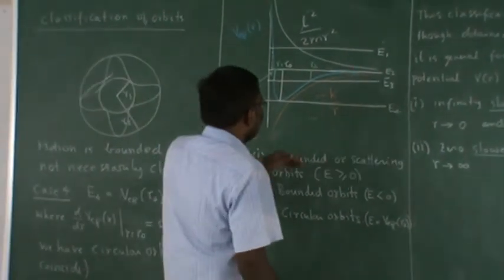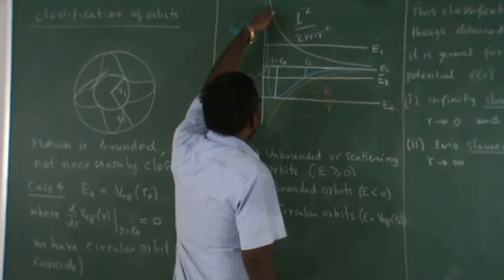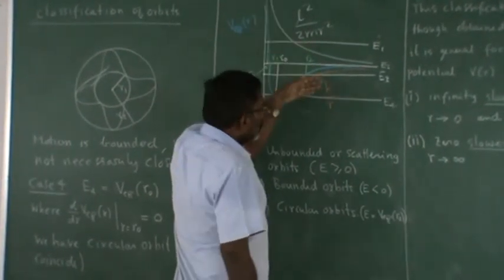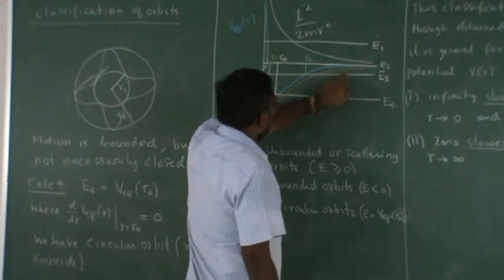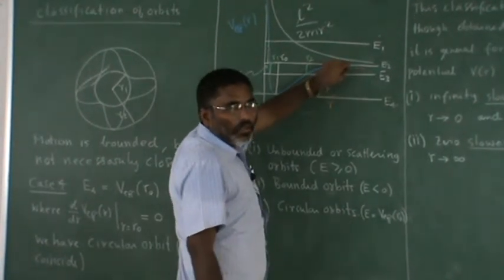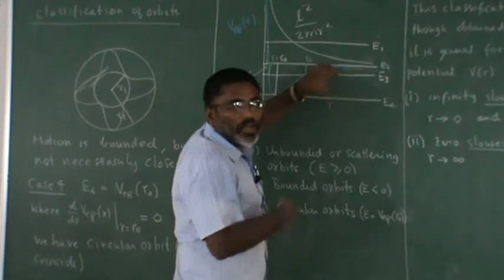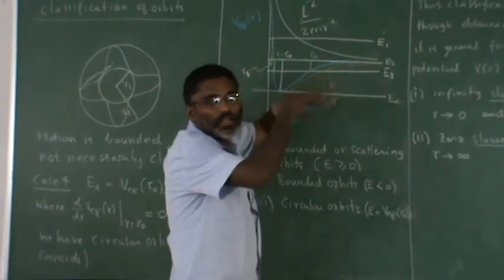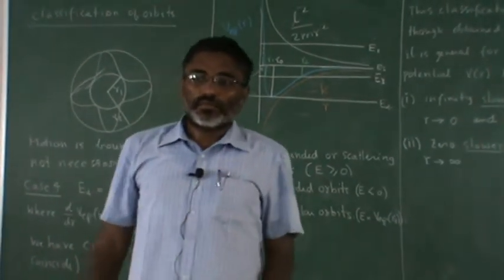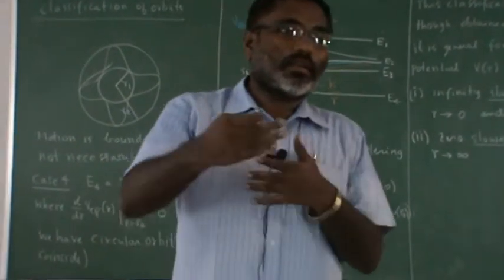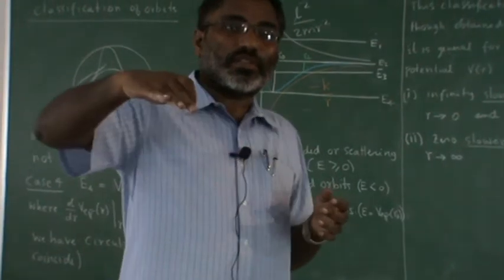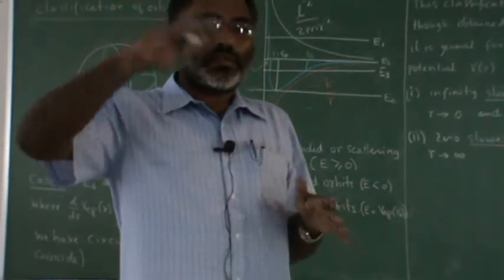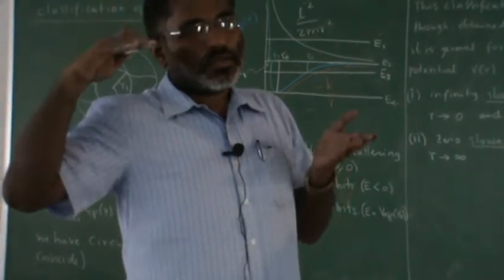See, the point is like this. If this goes slower to infinity, this term will dominate. If this goes slower to 0, then this term will dominate. I want my potential to dominate as r goes to infinity, and the centrifugal term to dominate as r goes to 0. If it goes faster to 0, then the previous term only will dominate, right? I want this term to dominate, so it should go slower.